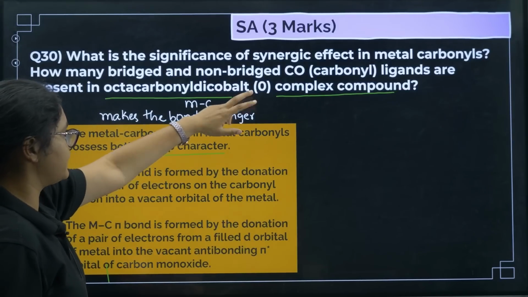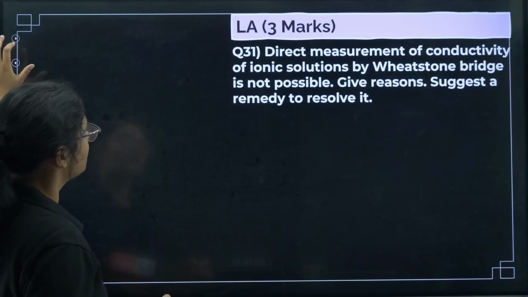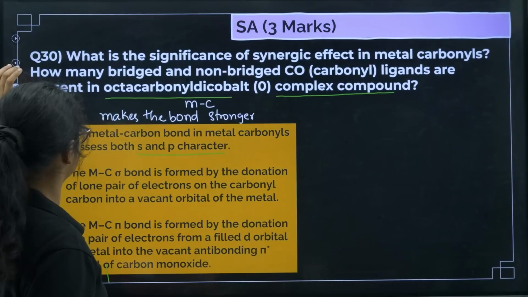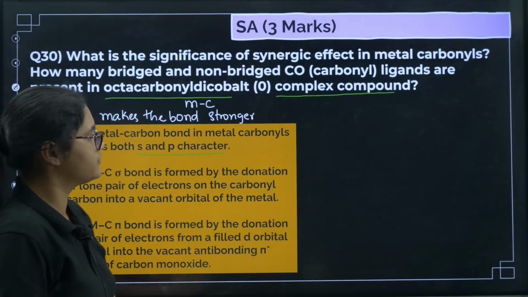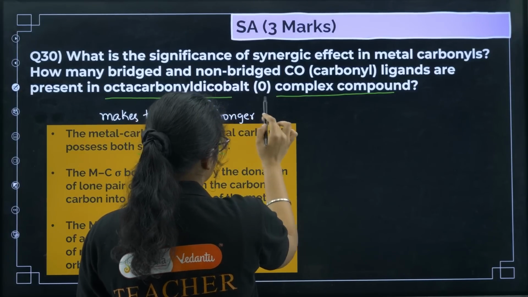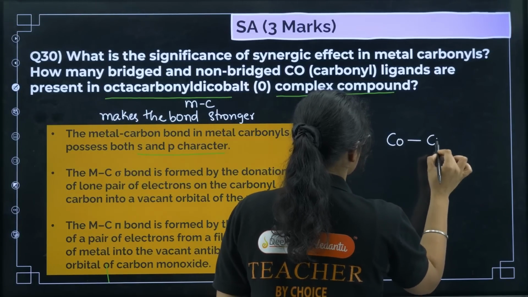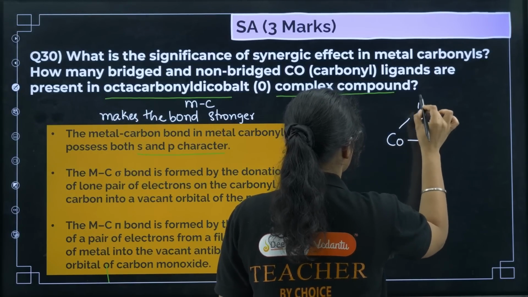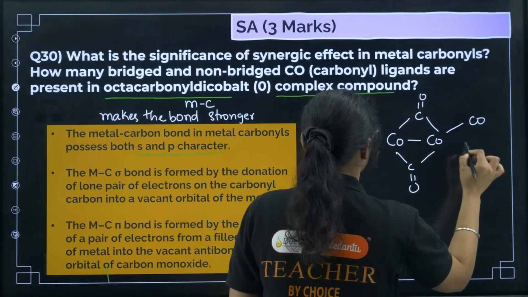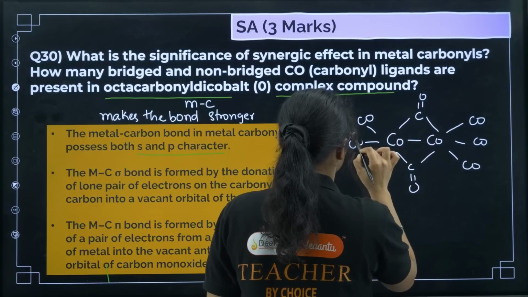Now the next part, the carbonyl: you have to know the structure of this one. So what is the structure? Octacarbonyl dicobalt(0) complex compound. The structure is like this: you have C double bond O, C double bond O, and here we have carbonyl, and here also we have carbonyl compounds.